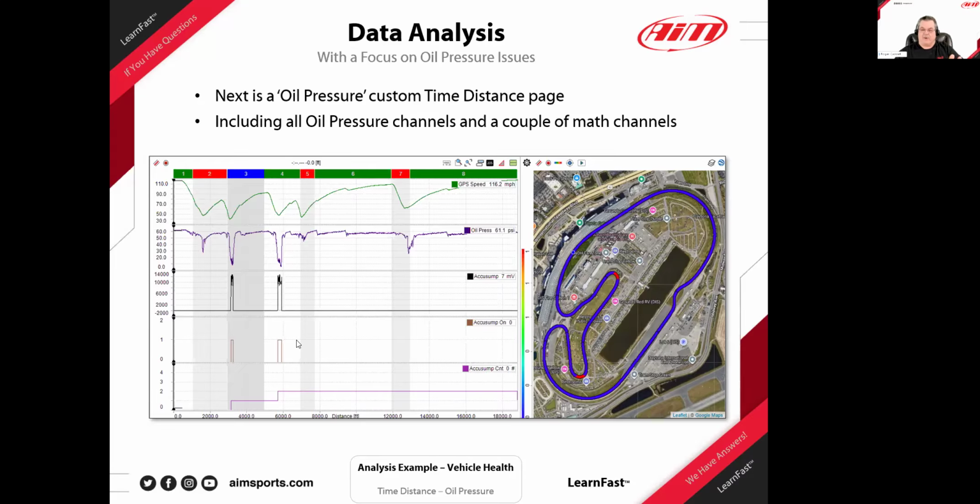So this is another way I like to do it, and again, a custom time distance page. I've named it oil pressure, and saved it as part of my user profile. So every time I open it up, it looks exactly like this for me. If oil pressure is a question with your car, or water temperature, or anything else that you have, build a page on the user profile to open this up directly.